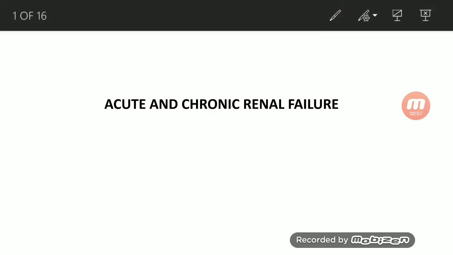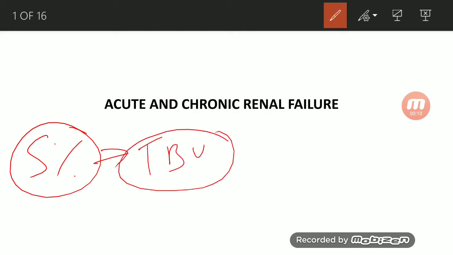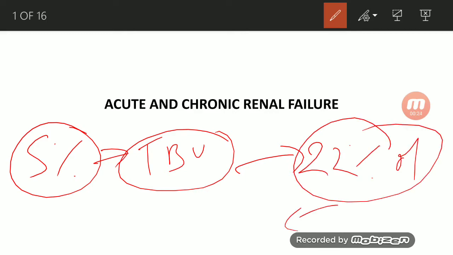Whenever we talk about renal failure, it has to do with your kidneys. Your kidney makes up around 5% of your total body weight. Though it is small, your kidney receives around 22% of your total cardiac output. So you can see that your renal perfusion is very high.